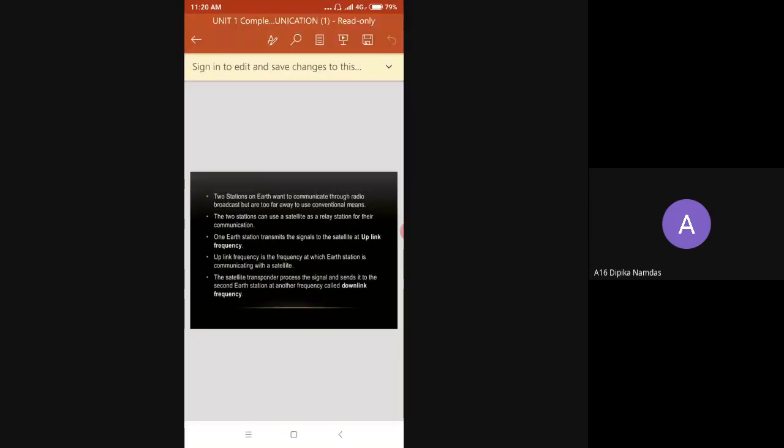This is the example of this. The two stations on Earth want to communicate through radio broadcast, but are too far away to use conventional means. Whatever two stations we are using, one transmitter and one receiver, they are too far away from each other, and the two stations can use the satellite as a relay station for their communication. There is a delay between these two stations through transmitter and receiver.